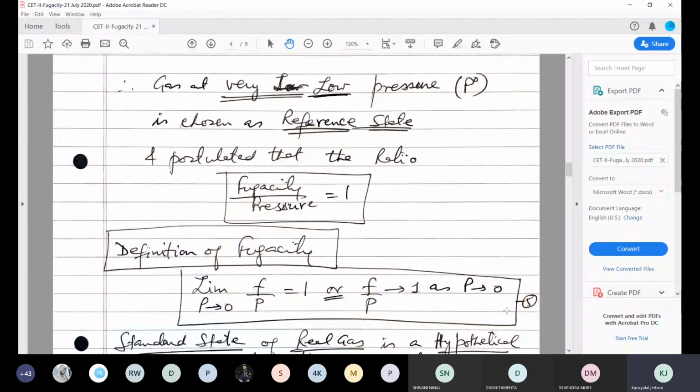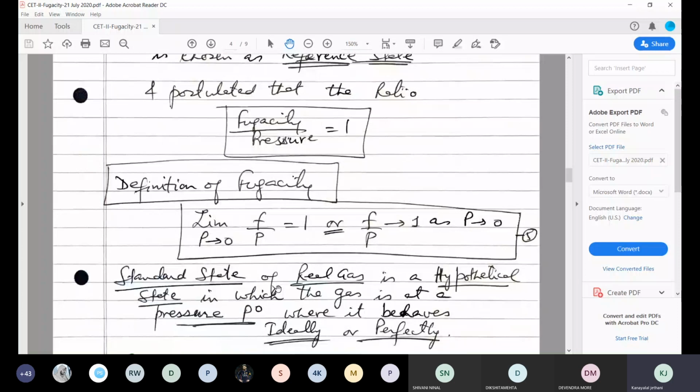So at very low pressures, near about 1 atmosphere or so, the fugacity is equal to pressure, and that's how we actually define the standard state of fugacity. So the standard state of a real gas is a hypothetical state in which the gas is at a pressure P0 where it behaves ideally. So when you reduce the pressure of any real gas, if you take a gas at say 10 atmosphere or 100 atmosphere and reduce the pressure to 1 atmosphere, it will start behaving like an ideal gas. And that is the standard state for fugacity.